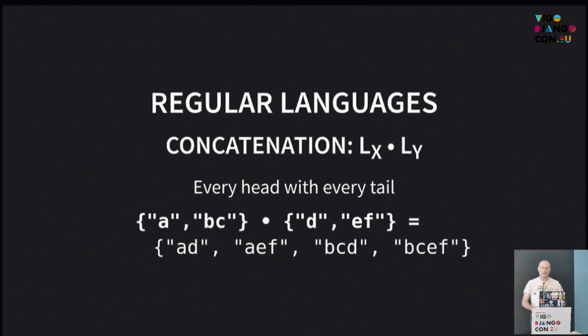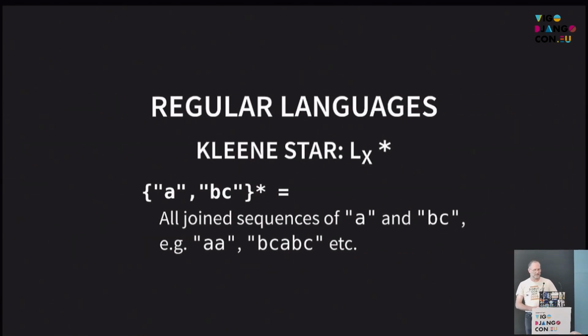The concatenation of two sets is an operation we don't see usually. It yields the set of all strings made with a head from the first set and the tail from the second set. The Kleene star works on only one set, and it returns the joined sequences of strings from the set with repetitions. So this means that it almost always yields an infinite language.